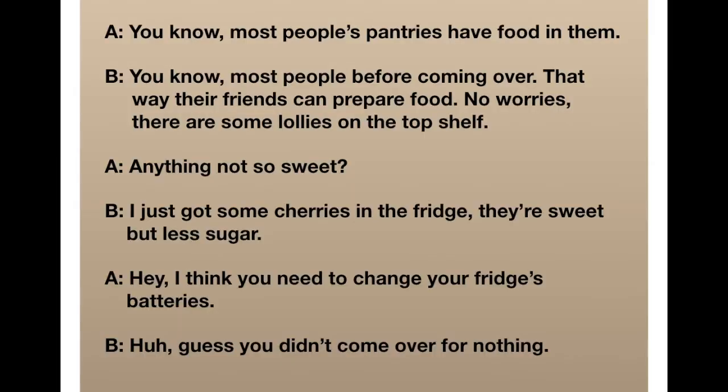Let's read a text. You know, most people's pantries have food in them. You know, most people call before coming over. That way, friends can prepare food. No worries, there are some lollies on the top shelf. Anything not so sweet? I just got some cherries in the fridge. They're sweet, but less sugar. Hey, I think you need to change your fridge's batteries. Guess you didn't come over for nothing.